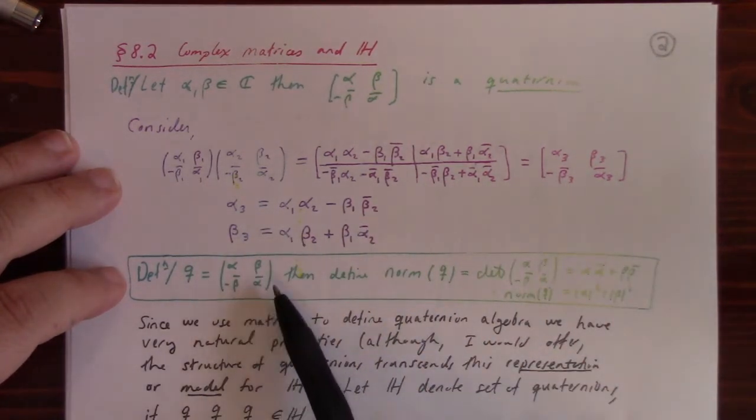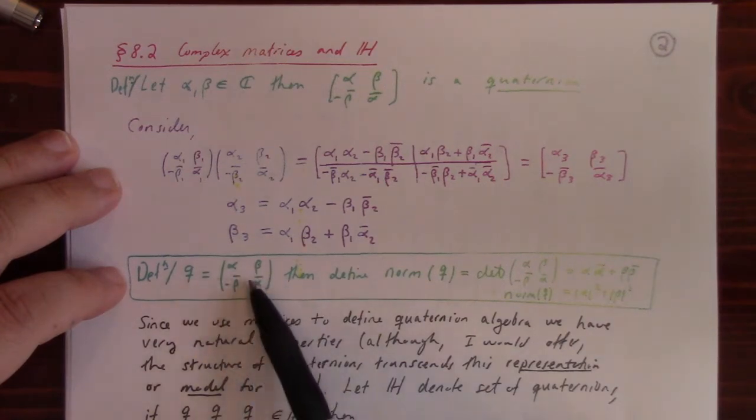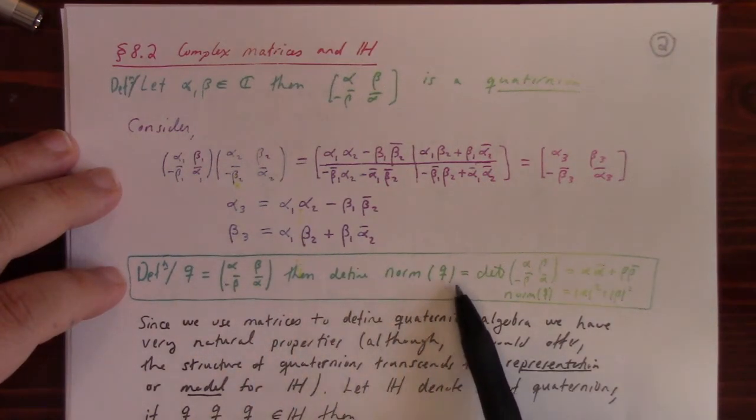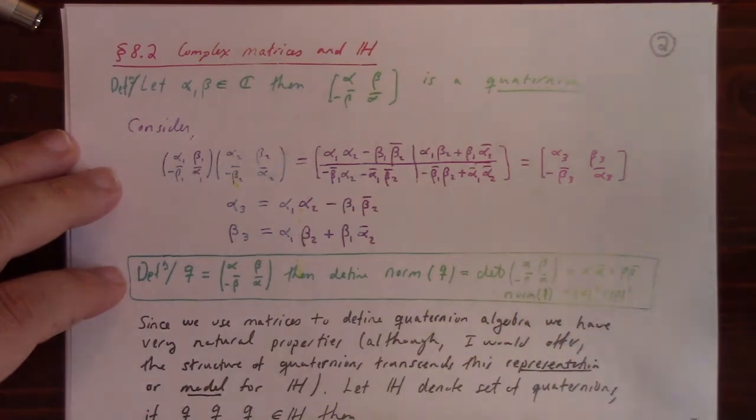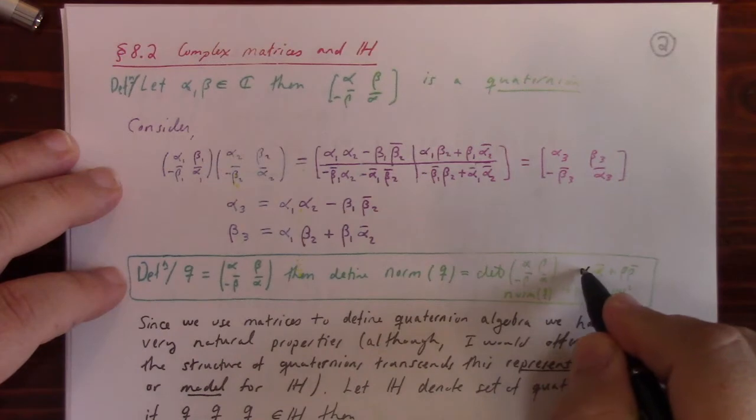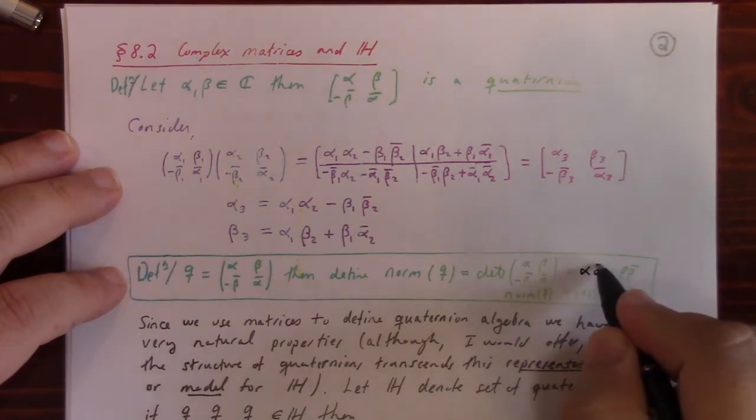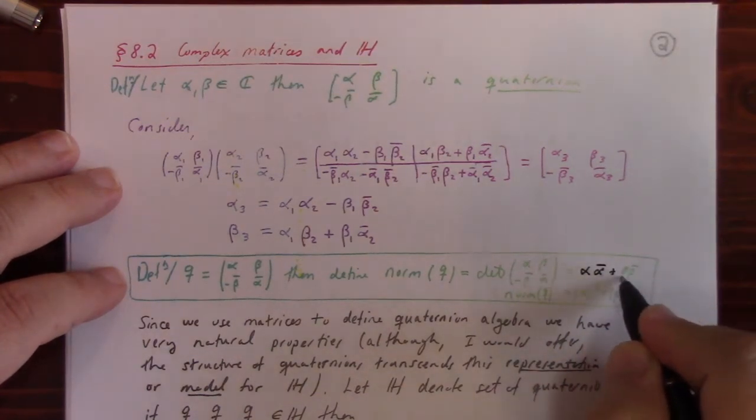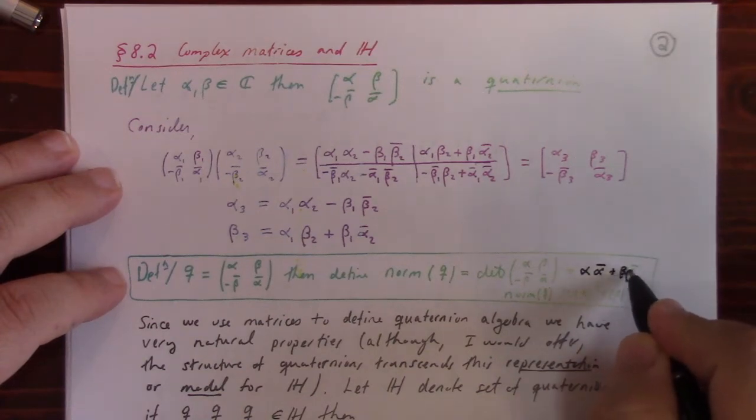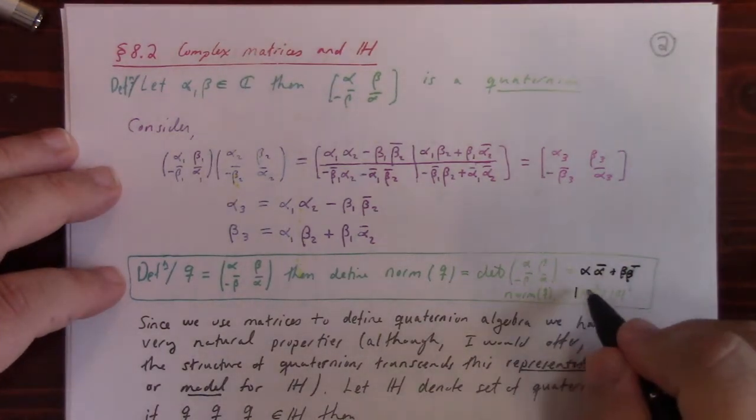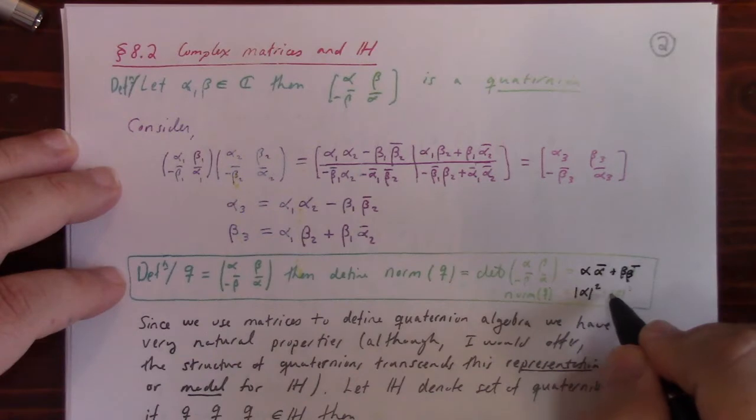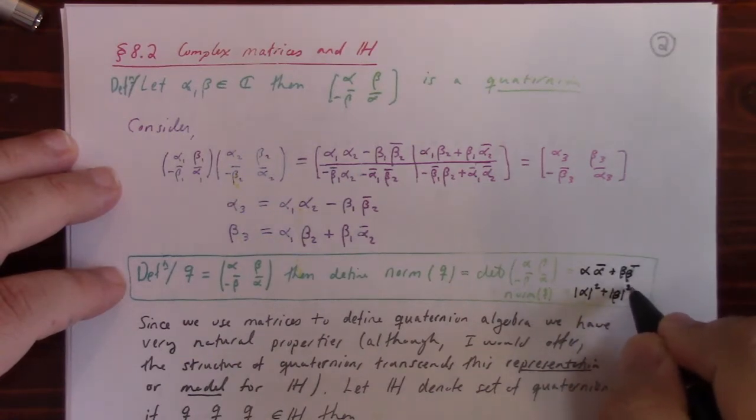So, by definition, if we have such a quaternion 2 by 2 matrix Q, then the norm of Q is going to be the determinant of that. So the norm is just alpha alpha bar plus beta beta bar. In other words, the norm of Q is the magnitude of alpha squared as a complex number plus the magnitude of beta squared as a complex number.